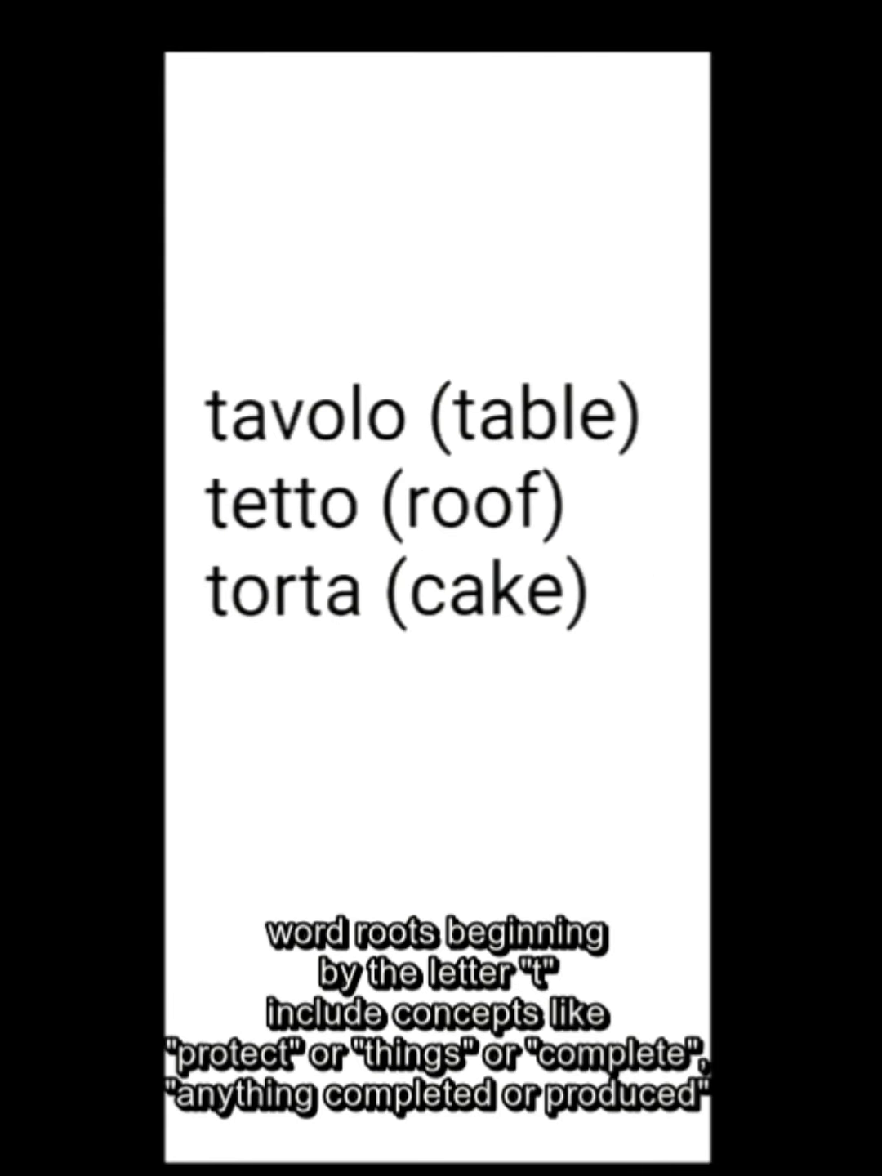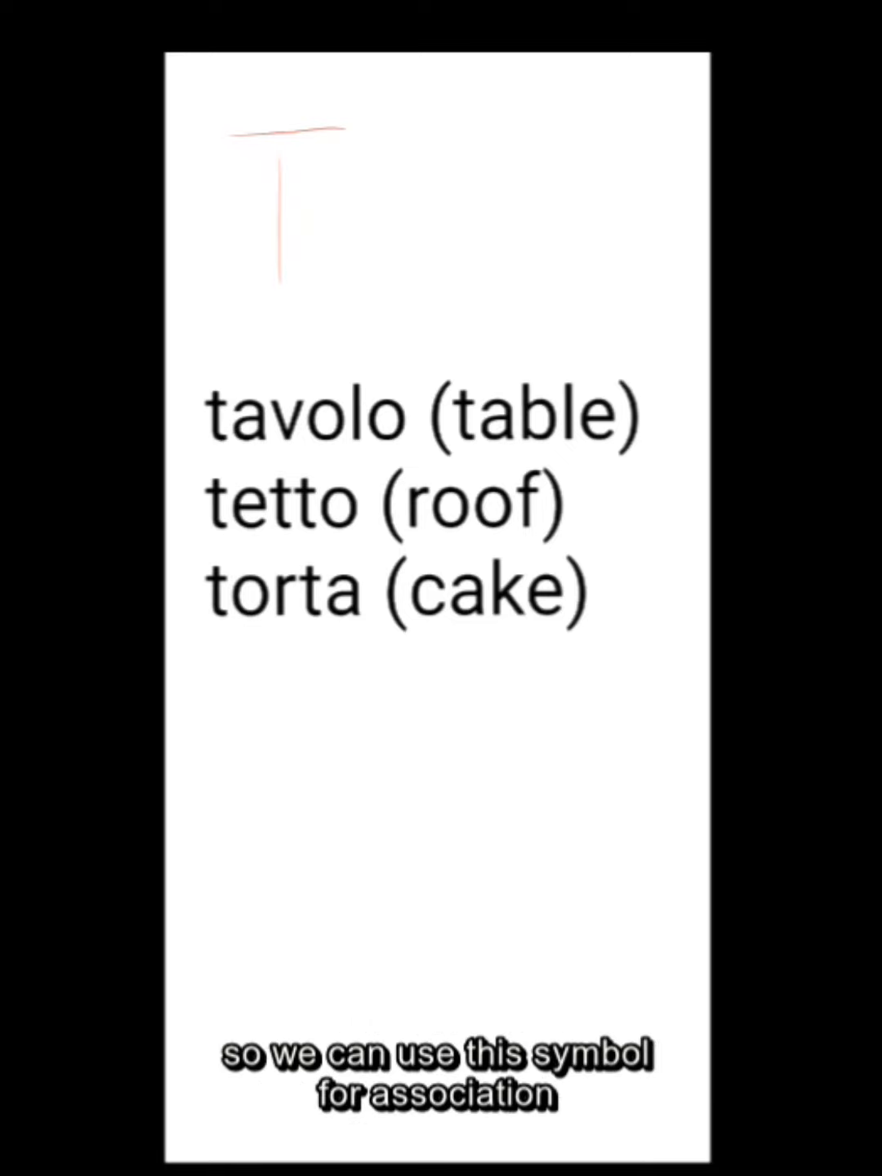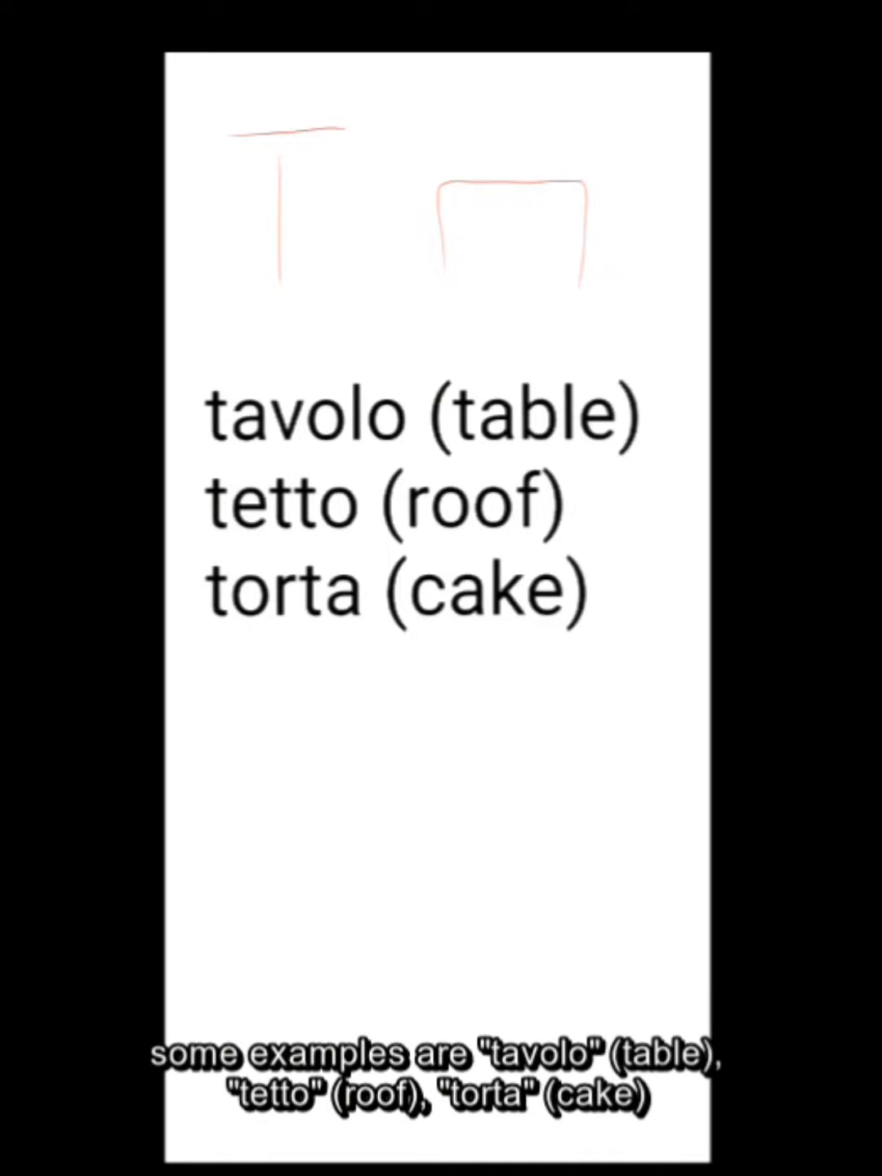Word roots beginning by the letter T include concepts like protect, or things or anything completed or produced. So we can use this symbol. Some examples are tavolo, table, tetto, roof, and torta, cake.